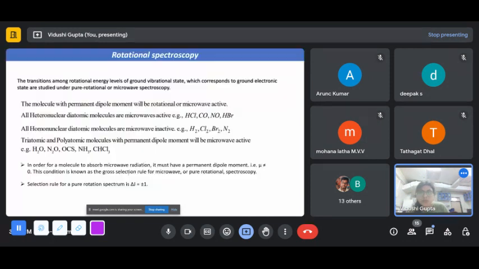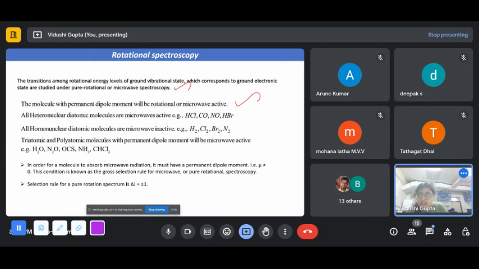Now moving to rotational spectroscopy. The transitions among rotational energy levels of the ground vibrational state, which corresponds to the ground electronic state, are studied under pure rotational or microwave spectroscopy. So how will you know whether a molecule is microwave or rotational active? Only molecules which have a permanent dipole moment will be rotational or microwave active.